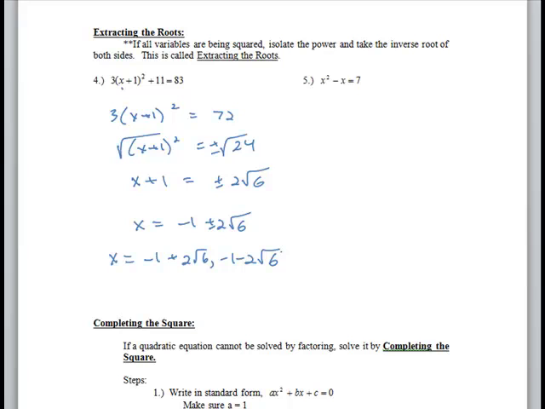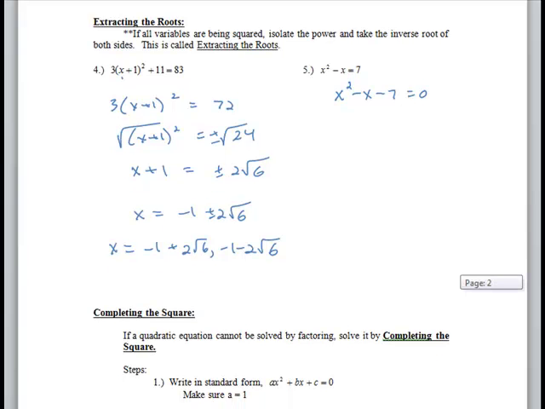And example 5. In this case, extracting the roots will not work. Not all the variables are being squared. So then we go on to factoring. See if we can solve by factoring, put it into standard form, setting it equal to 0. And in this case, we see factoring will not work either. So now that we have two methods for solving quadratics, we see we're still going to have to introduce another method.